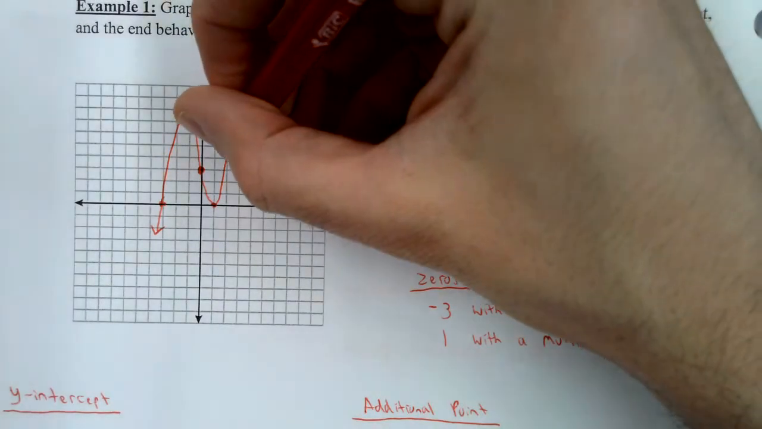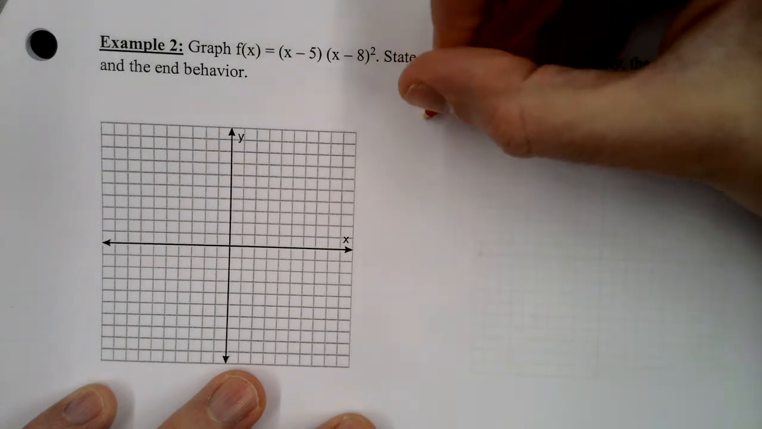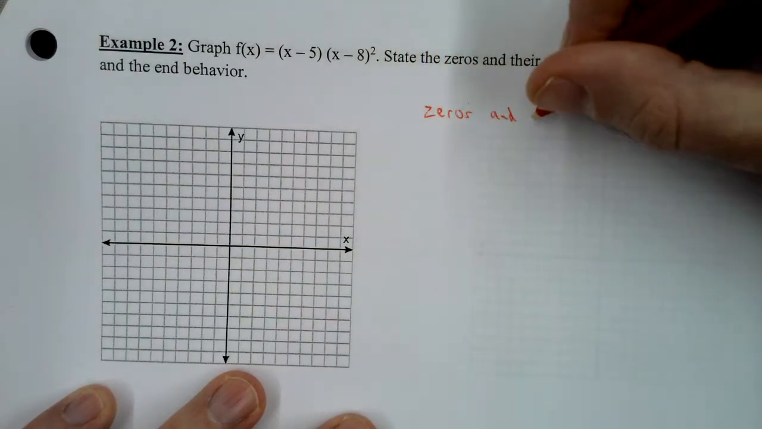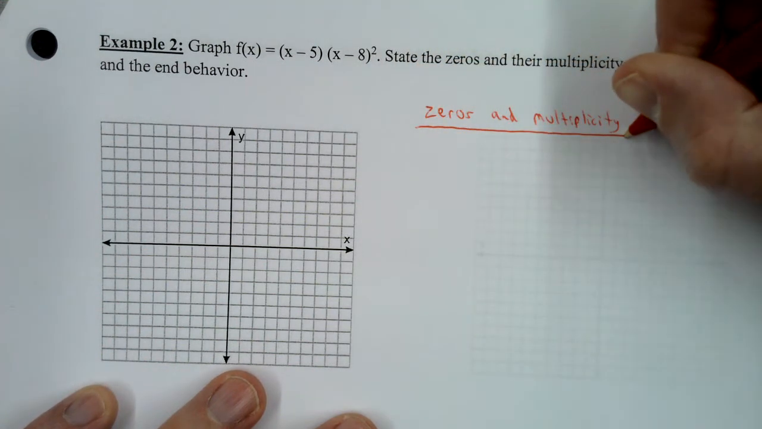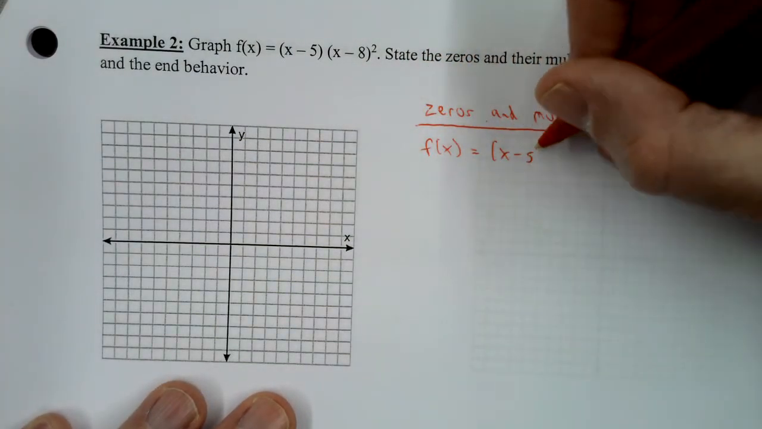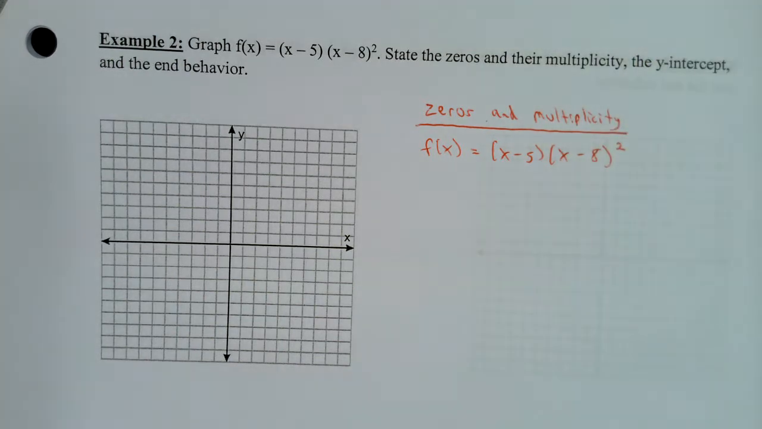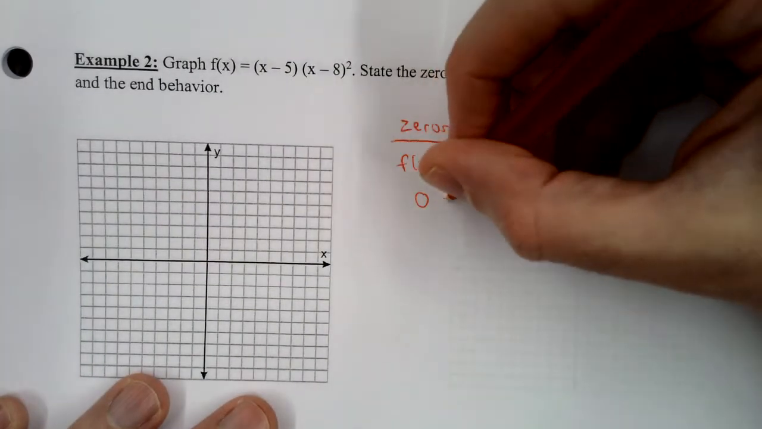Example 2 is similar to example 1, and then examples 3 and 4 will be a little different. So let's move on to example 2. Start with the zeros and their multiplicity. So here's our problem. Replace the f of x with 0, and let's get to work.